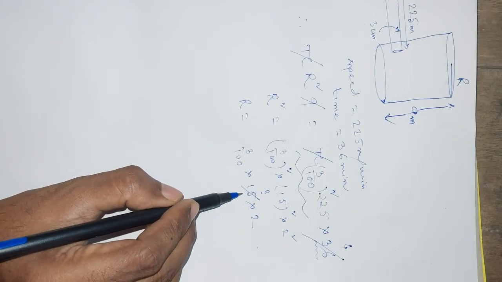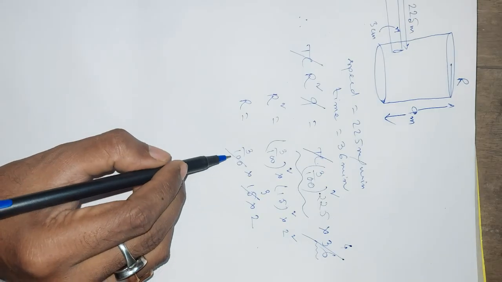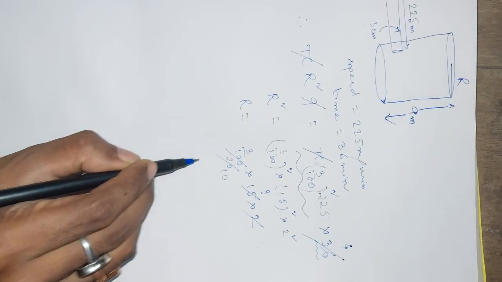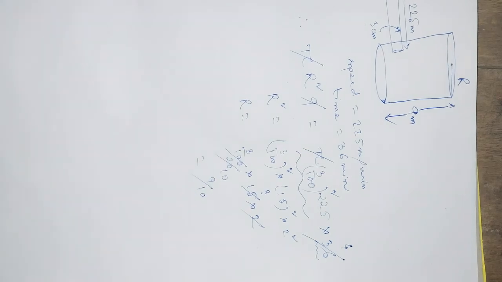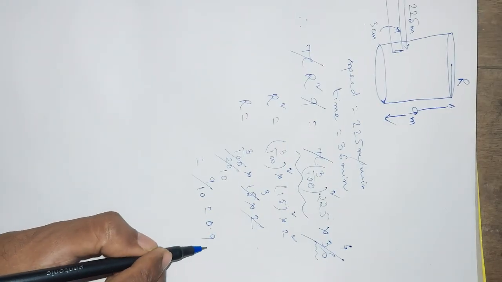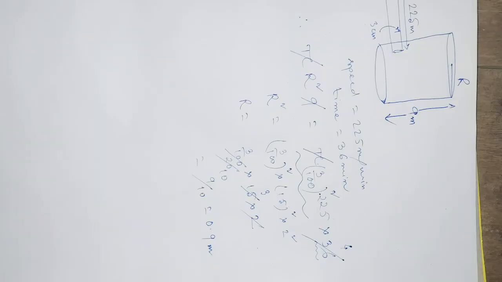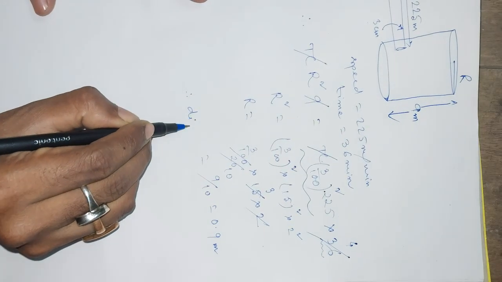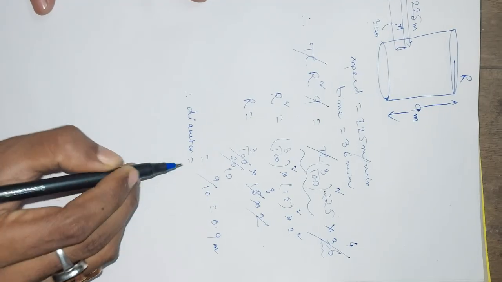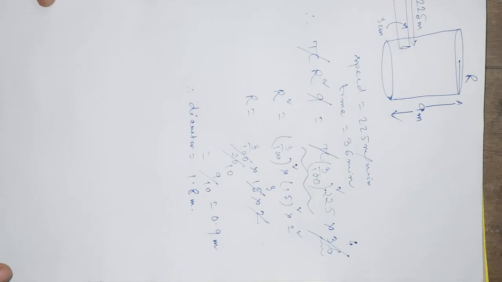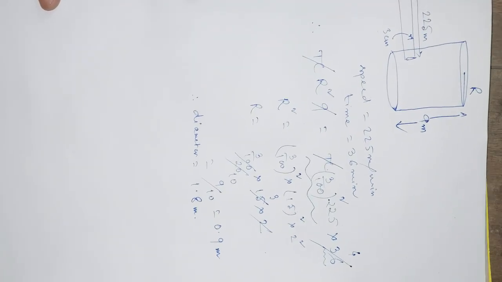We cancel it by 5, we get 3, and if we cancel it by 5, we get 20. Now we can cancel it by 2 and get 10. So 9 by 10. This is our radius. That means it is 0.9 meter. Therefore, the diameter should be equal to 1.8 meter. So this is the solution.